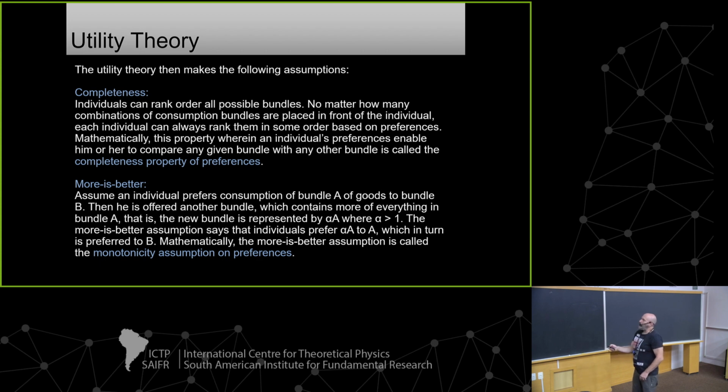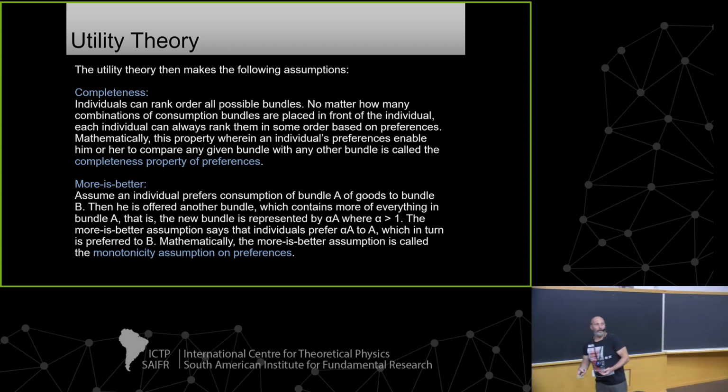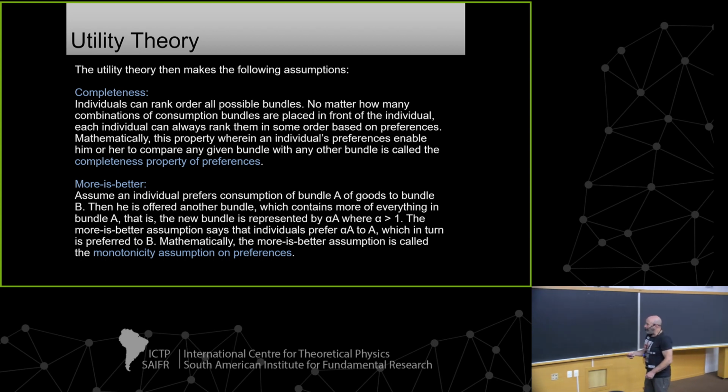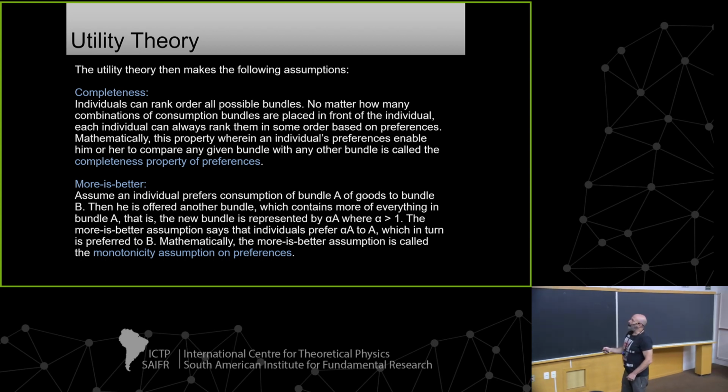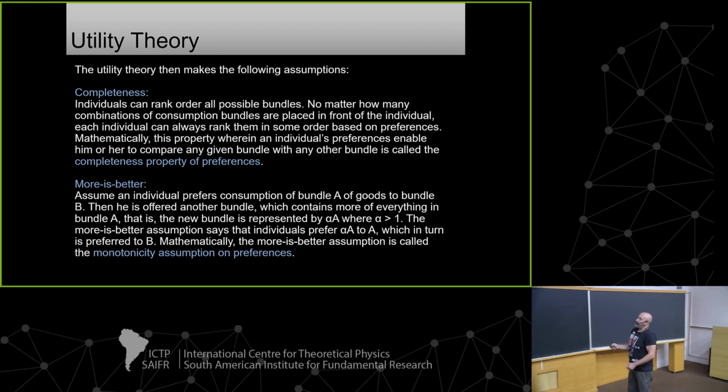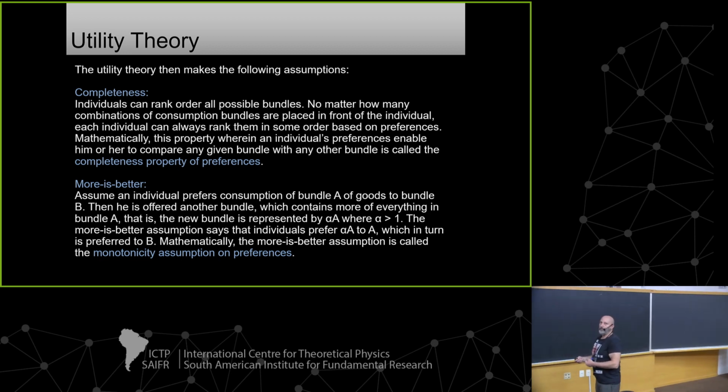And you can understand that more is better is closely related to the idea of a rational individual, because a rational individual will always choose more is better. So this property is called a monotonicity assumption on preferences. That means that if I have two possibilities, I will always choose the better one, the best one. Okay.